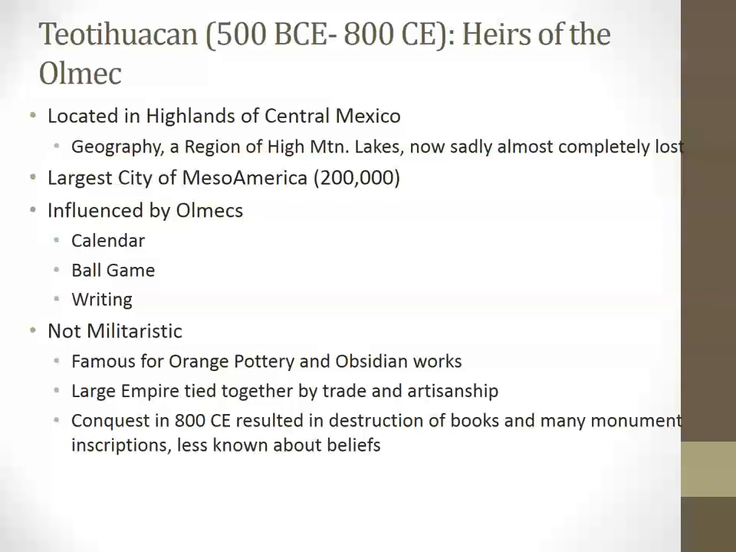It wasn't a militaristic site, famous instead for its entrepreneurism. Orange pottery and obsidian works made in this site were distributed throughout the ancient world in Mesoamerica. The city collapsed sometime around 800 CE, and we're not exactly positive why, but it resulted in a mass destruction of books and the defacing of monument inscriptions. Some have believed that it wasn't a conquest, but rather some kind of internal rebellion, but we're not certain exactly why.